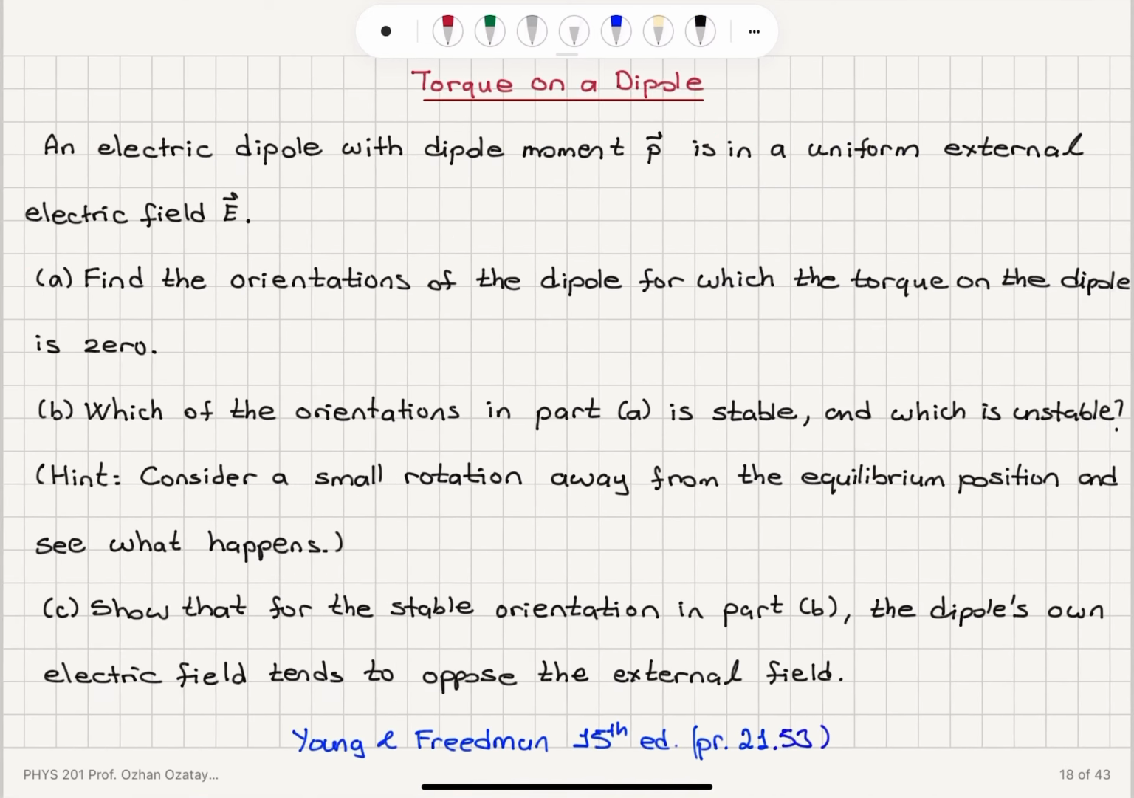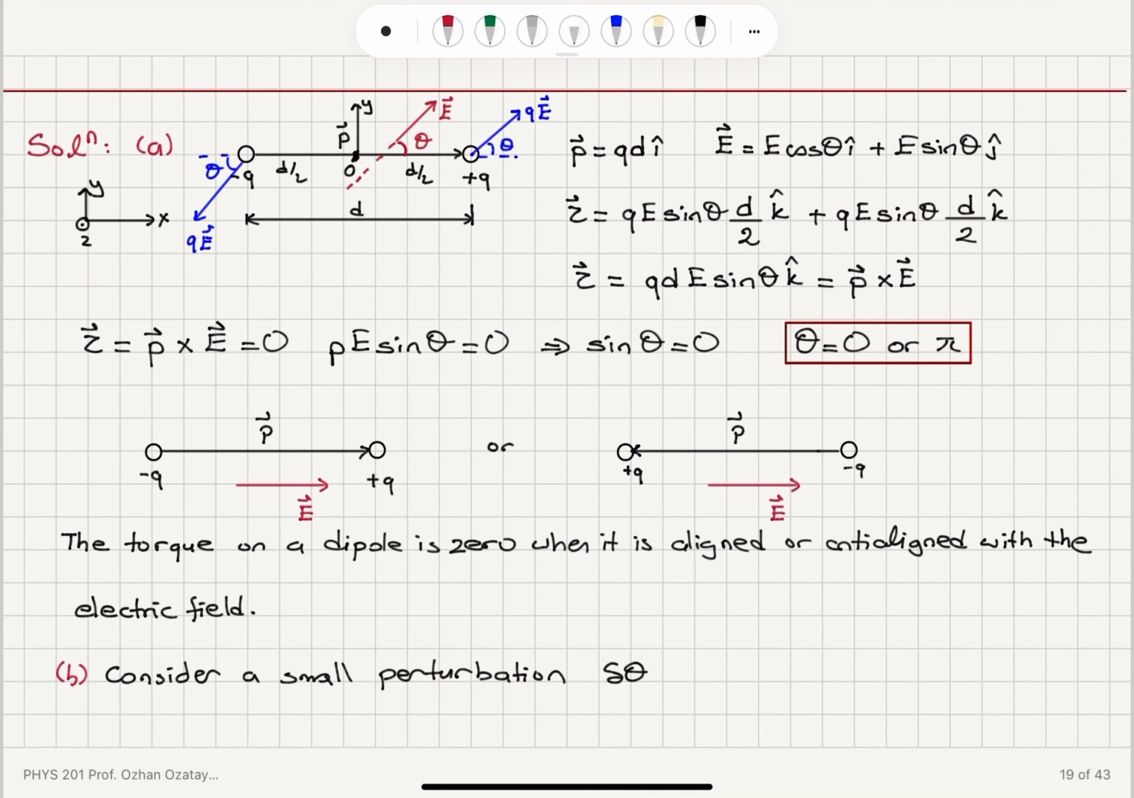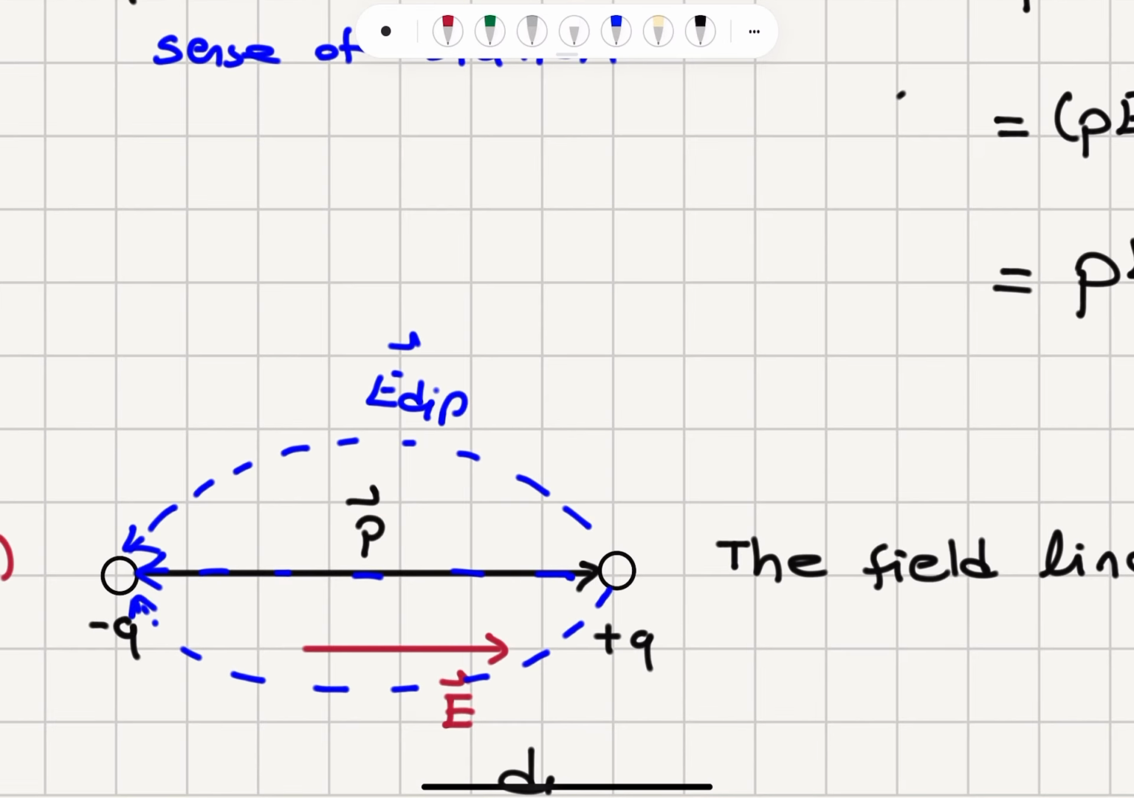All right, part C: show that for the stable orientation in part B, the dipole's own electric field tends to oppose the external field. Okay, so now, what is the direction of the electric dipole moment vector P, pointing from minus Q to plus Q? It is aligned with the electric field. That's the stable configuration. What is the electric field due to this dipole? It points from plus Q to minus Q. You can see that the field lines are going to be going from plus Q to minus Q.